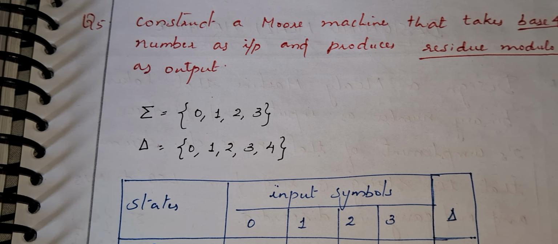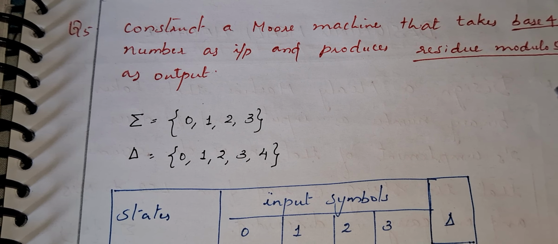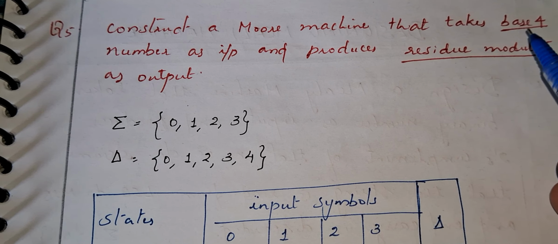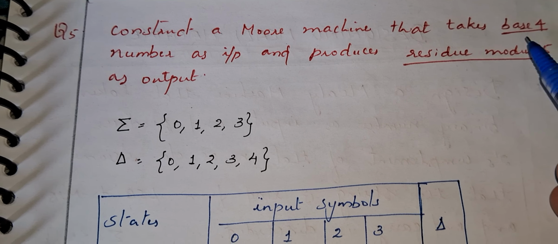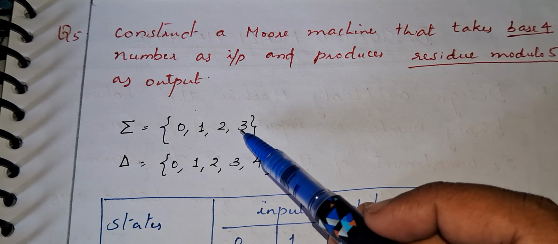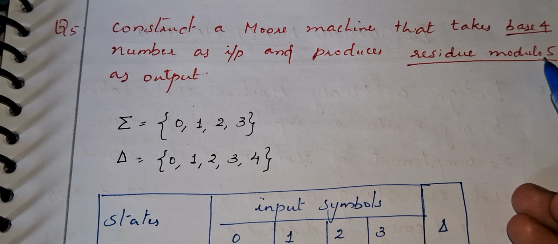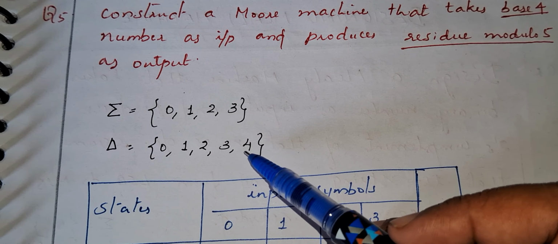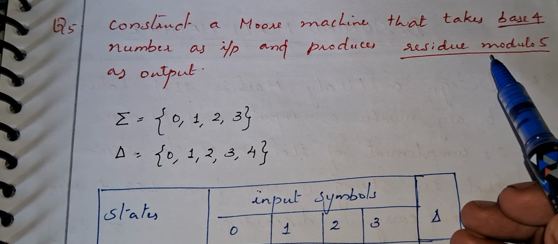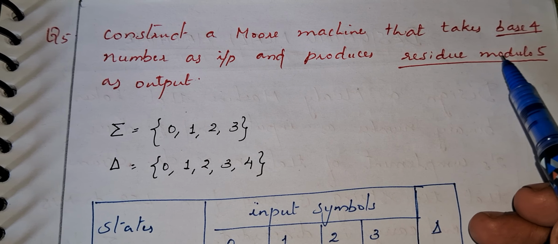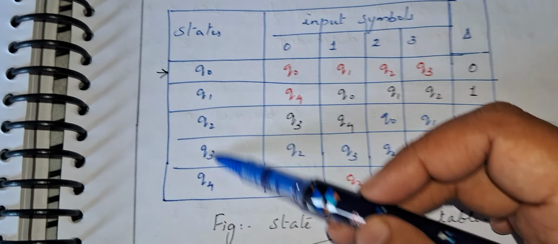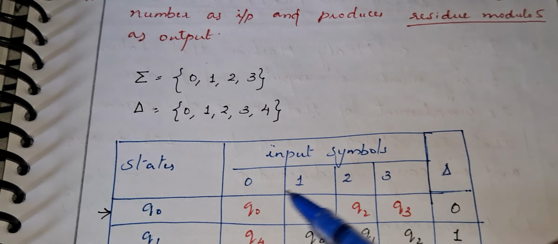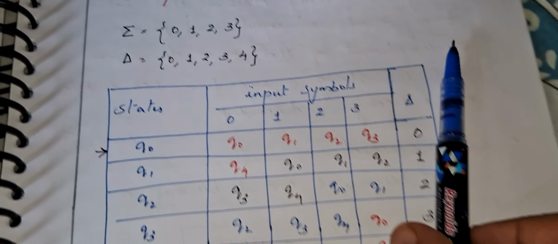Then another problem: a Moore machine that takes a base 4 number as input. Base 4 number as input means the input consists of 4 digits, 0, 1, 2, 3. So input symbols are 0, 1, 2, 3. Residue modulo 5 means there will be 5 remainders, that means 0 to n minus 1, so 0 to 4. Modulo 5 means 5 states, Q0 to Q4. So write Q0 to Q4. Then our input symbols are 0, 1, 2, 3. Then the last column is the output alphabet.